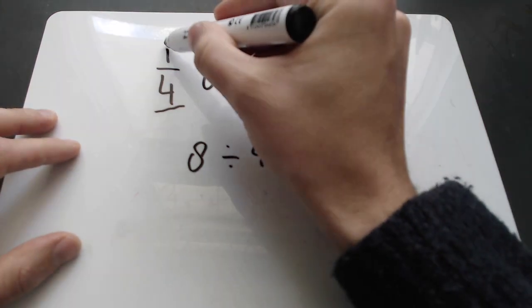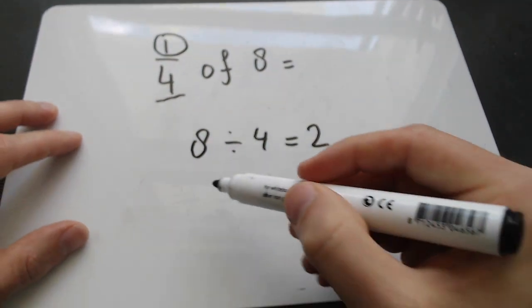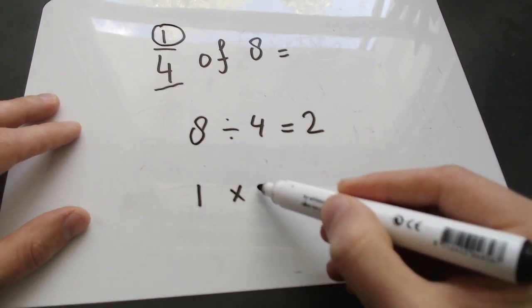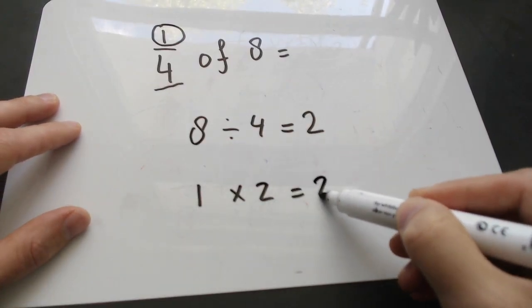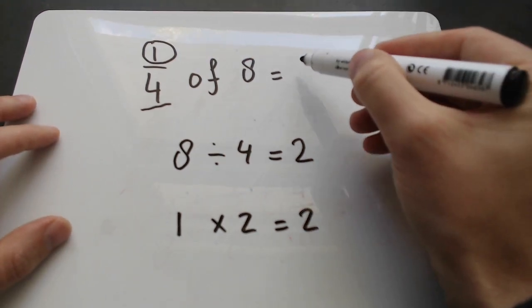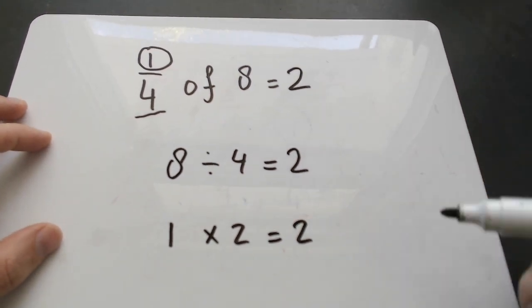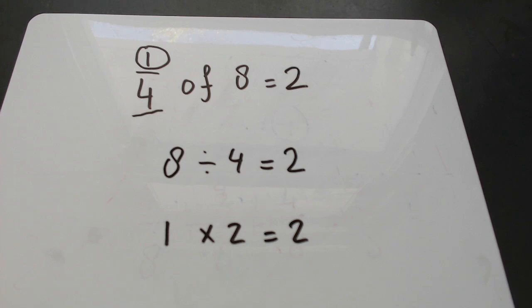Then our numerator is 1, so we only have one of those groups. So 1 times 2 equals 2, so the answer to this question is 2. Now there is another way of getting this answer.